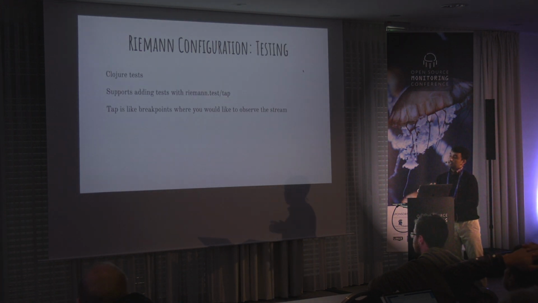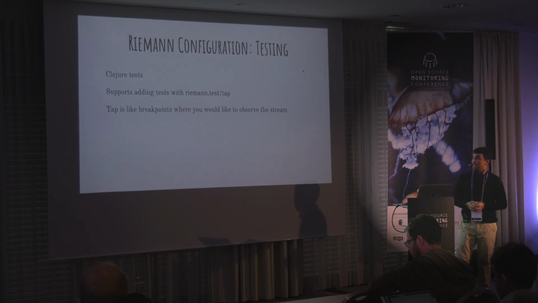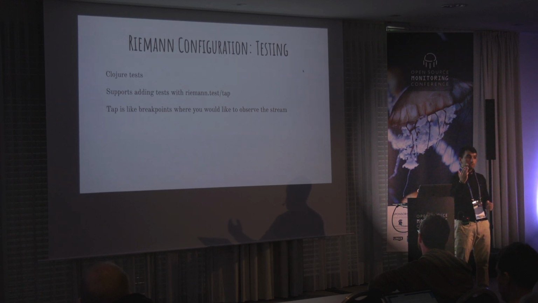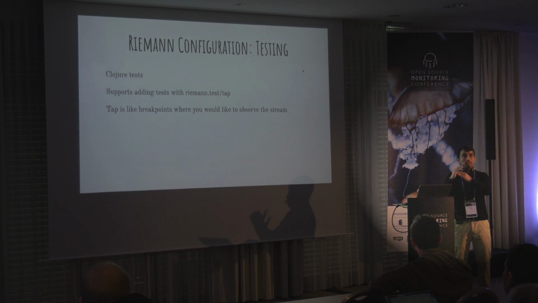Another very interesting thing is how you test your configuration for your monitoring system. Because now it's Clojure code, you can write unit tests and integration tests in Clojure. And Riemann also provides a concept of tap. Tap is like a breakpoint. Like if you use GDB or any kind of debugging tool, you add a breakpoint. It's something similar in a Riemann stream. So you can add a tap where you want to observe how the stream looks like at this point of the stream.